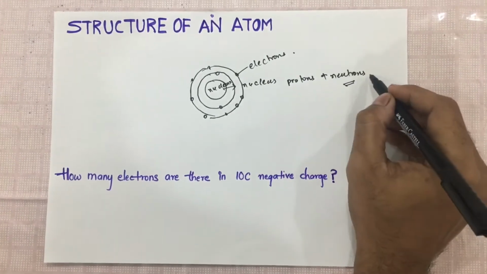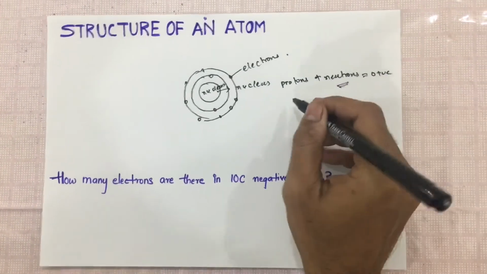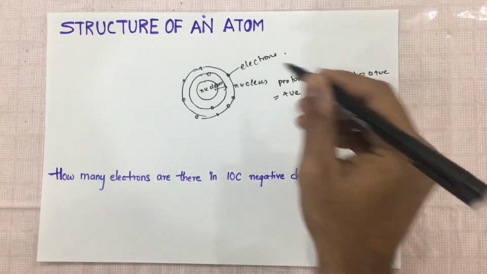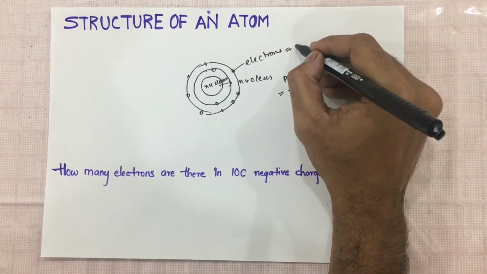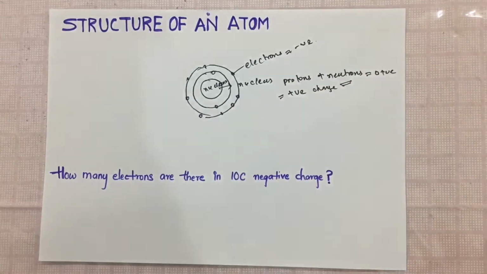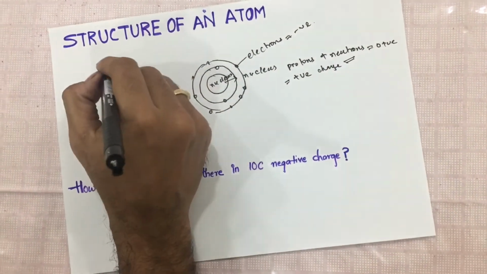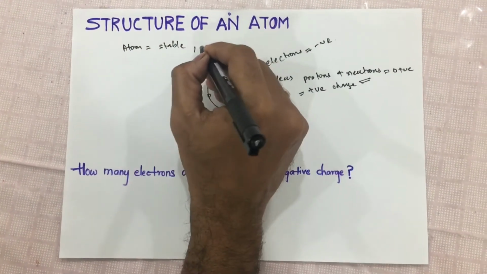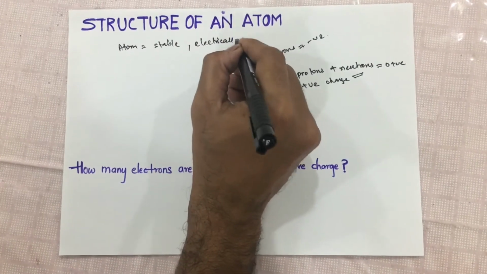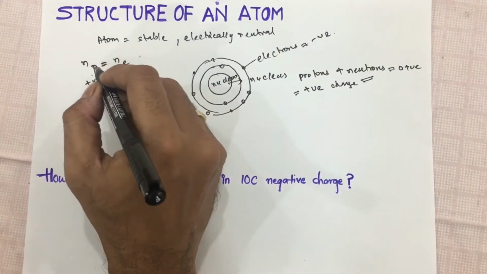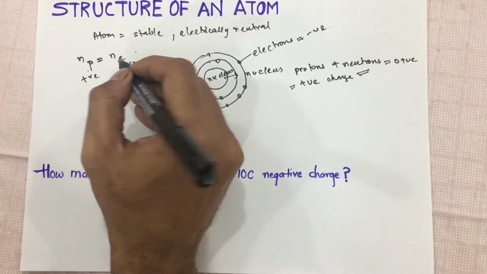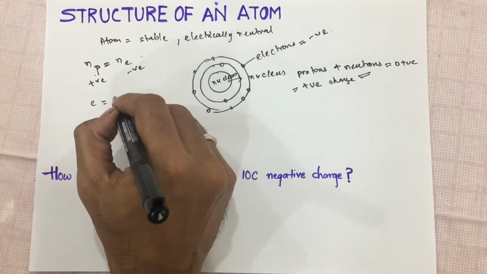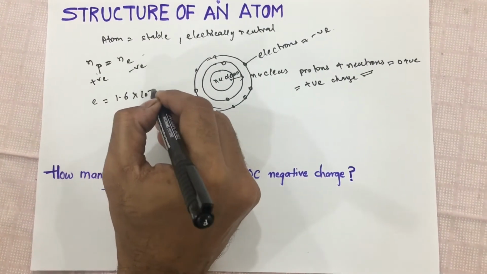A neutron has no charge, so we write it as 0. The protons have a positive charge, and the charge of an electron is negative. An atom is considered to be stable as well as electrically neutral. What does neutral mean? The number of protons is equal to the number of electrons. And what is the charge of an electron? The charge of an electron, e, is equal to 1.6 × 10^-19 coulomb.